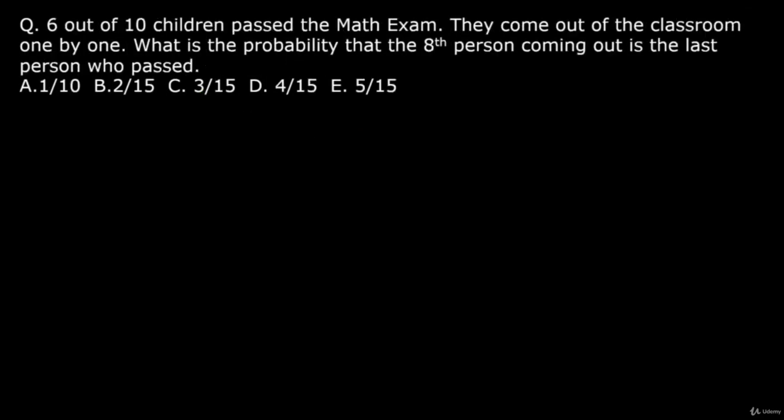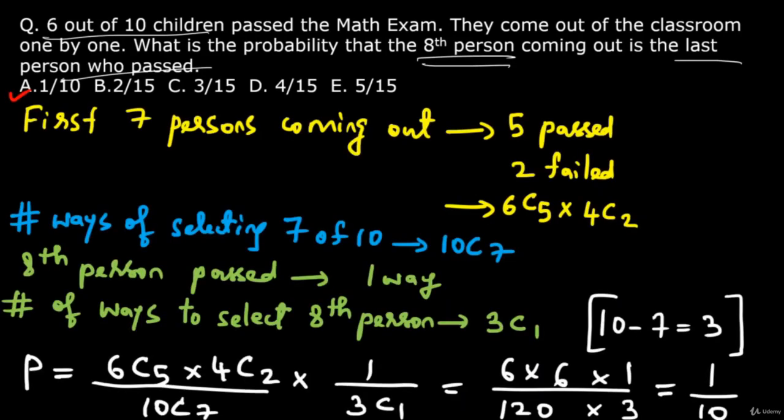Let's read the next question. 6 out of 10 children passed the math exam. Alright. They come out of the classroom one by one. What is the probability that the 8th person coming out is the last person who passed? Alright. What's the answer to this question? The correct answer is answer option A, that is 1 by 10.